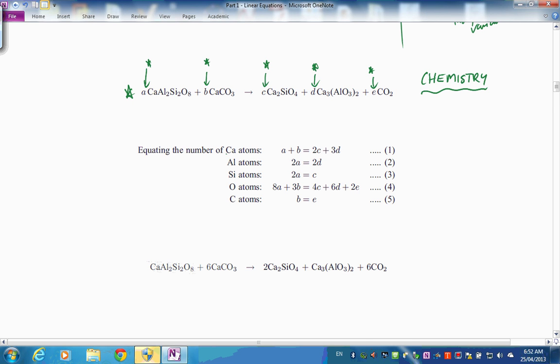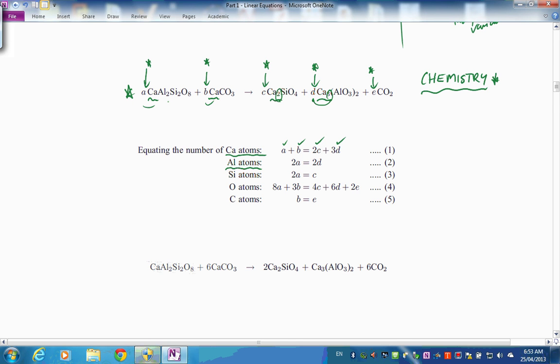Let's do the calcium atoms. We know that in a chemical reaction like this, matter is neither created nor lost. So the number of calcium atoms on this side, whatever that comes to, can't disappear. They have to equal the number of calcium atoms on that side. So let's add them up. On the reactant side, we've got A plus B. There's A lots of calcium and B lots of calcium. On this side, there's a 2 in there, so there's going to be 2C calcium atoms, and in here 3D calcium atoms. And the two sides must balance out. You can't lose calcium atoms in this type of reaction. It's not a nuclear reaction, mate.